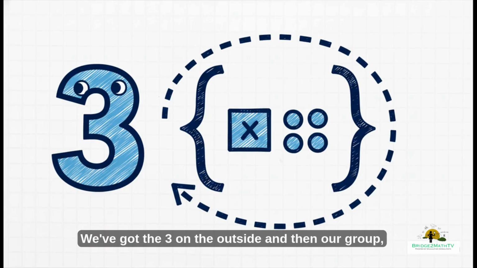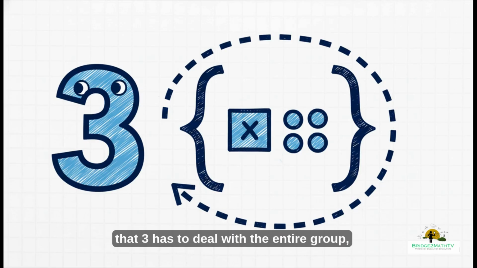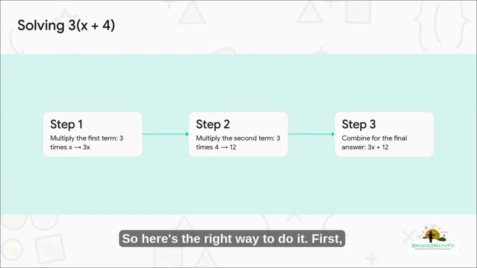Okay, so let's circle back to that first problem. We've got the 3 on the outside, and then our group, x plus 4, inside the parentheses. And remember, that 3 has to deal with the entire group, not just the first thing it sees. So here's the right way to do it. First, we're going to send that 3 over to the x. 3 times x, easy, that's 3x.